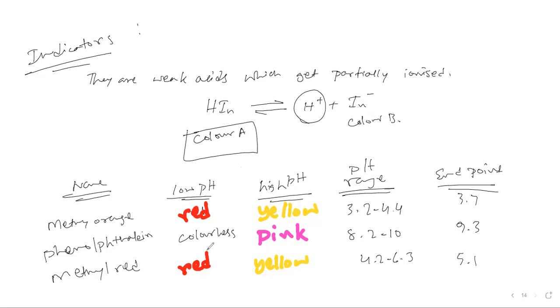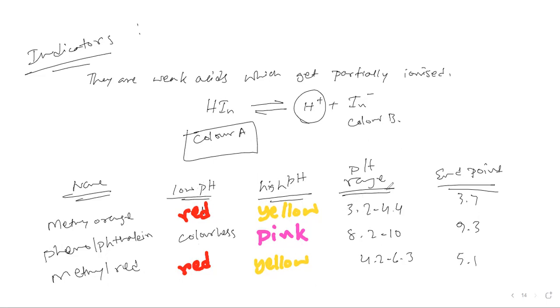Then phenolphthalein at the lower pH is colorless, it doesn't show any color, like a watery color. At the higher pH it shows a pink color. And methyl red shows a red color in lower pH, and at higher pH it shows a yellow color. Lower pH means in the acid: methyl orange shows red color in acid, phenolphthalein shows no color, and methyl red shows red color. But in alkaline solution, the color is yellow for methyl orange, pink for phenolphthalein, and also yellow for methyl red.